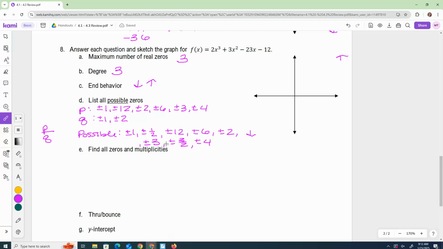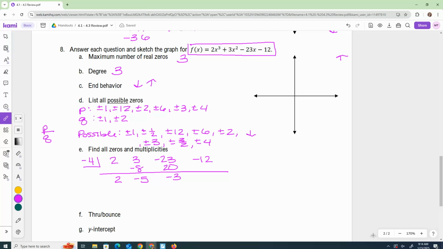Test it out. Yep, and so to test them, you are taking this equation, plugging those numbers in for x, and seeing what works. 0. Right. So once we find one that equals 0, we do our synthetic division. So 2 comes down, 2 times -4 is -8, 3 plus -8 is -5. -5 times -4 is 20, plus -23 is -3. -3 times -4 is 12, so that's 0.